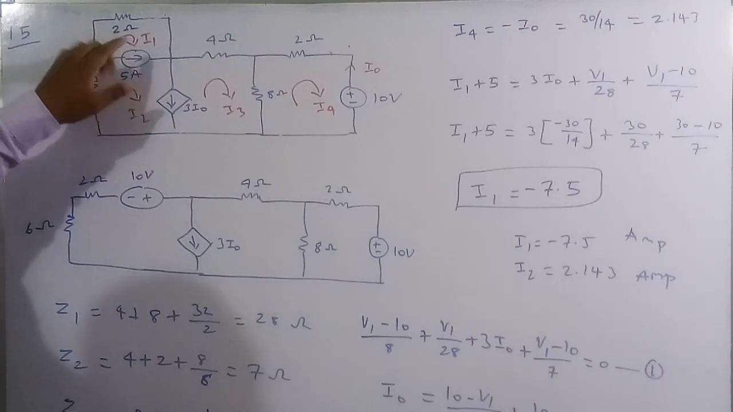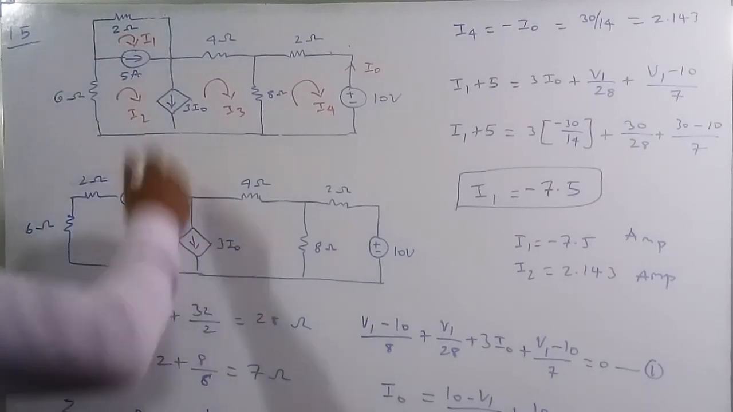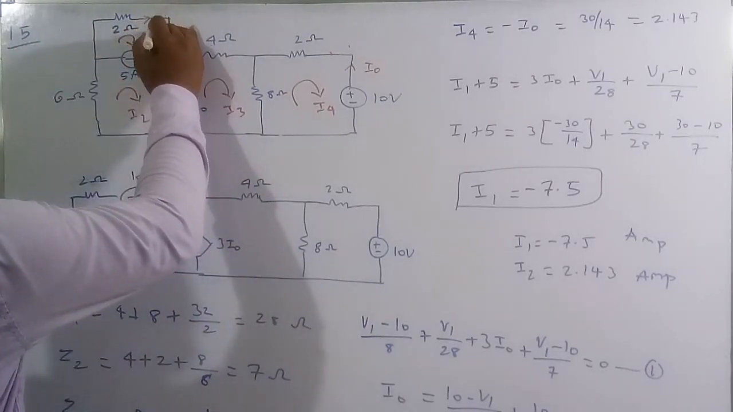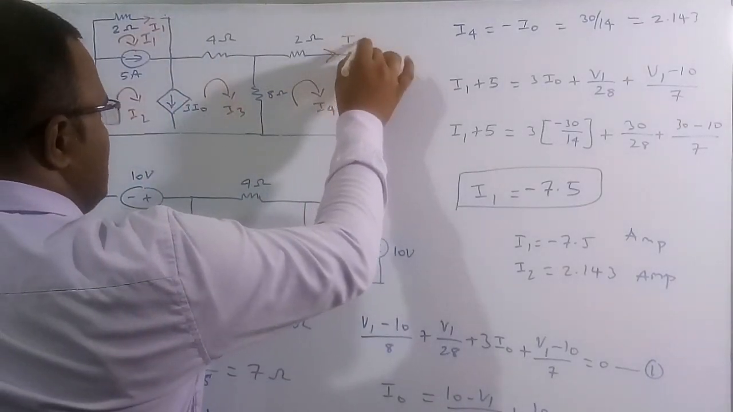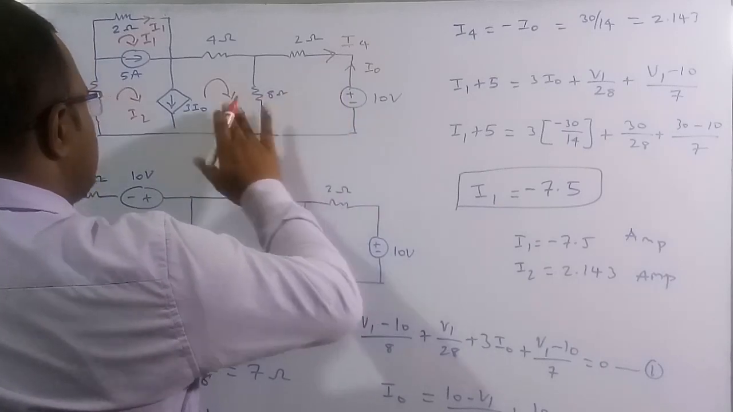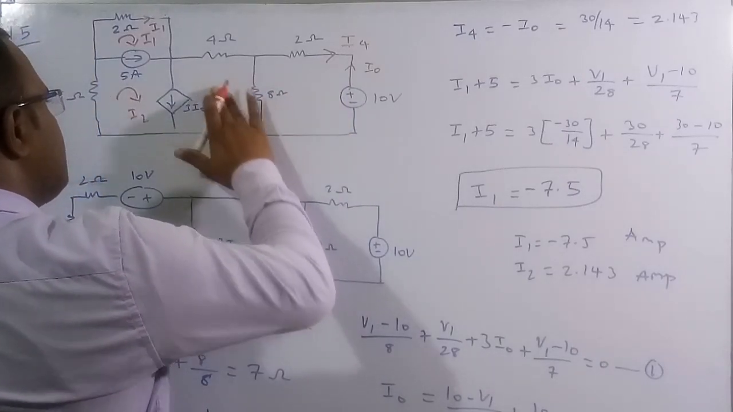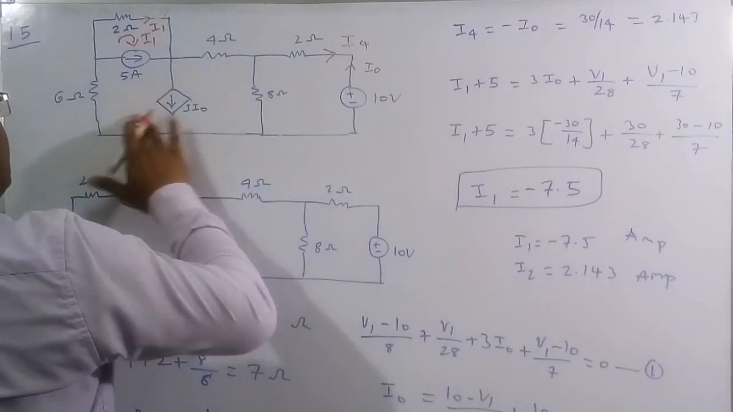So if you see carefully here, the current I1 is the current in this 2 ohm branch. And also I4 means the current in this branch is I4. So we are going to remove all these loops, so the diagram will be visible simply, and we can do the analysis in an easy manner.